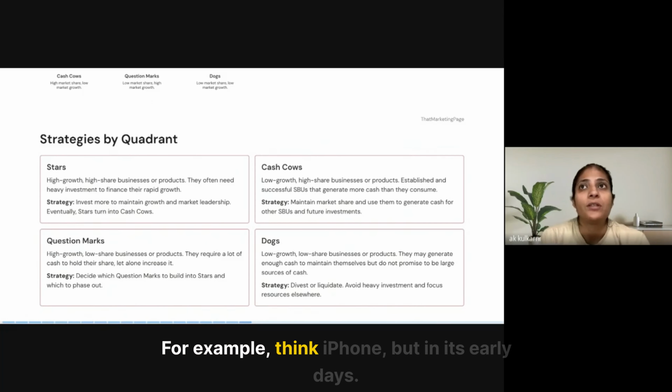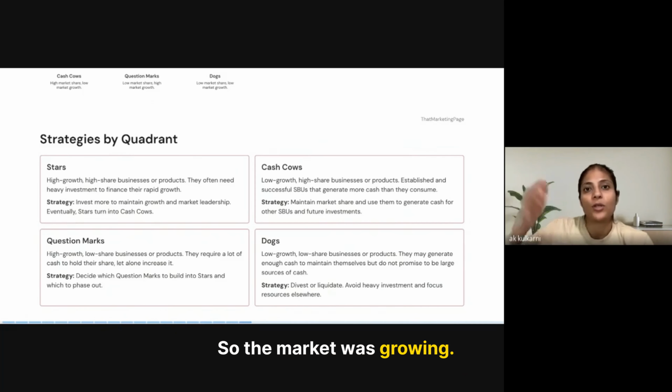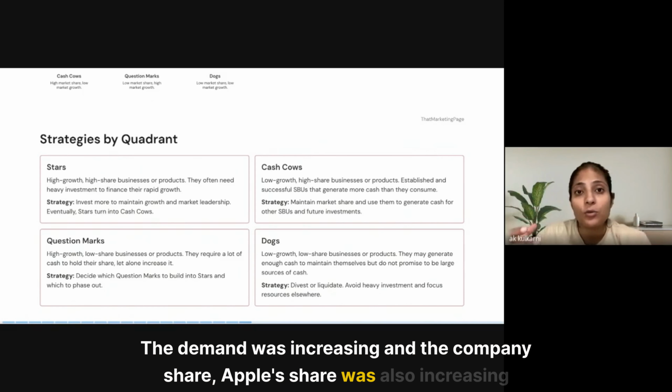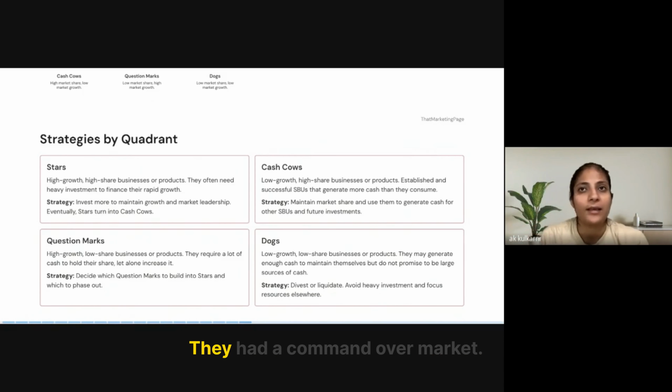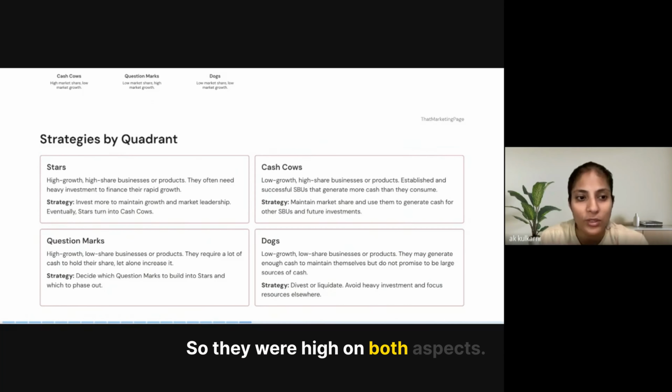For example, think iPhone, but in its early days. iPhone, when it was just launched, became popular. So the market was growing, the demand was increasing, and the company's share, Apple's share, was also increasing because it was a very unique product. They had a command over the market. There was nobody else making a phone, an iPhone, quite the way they were. So they were high on both aspects.